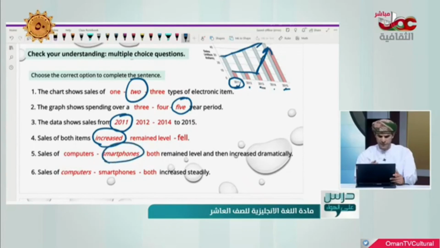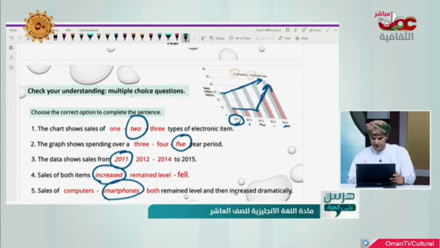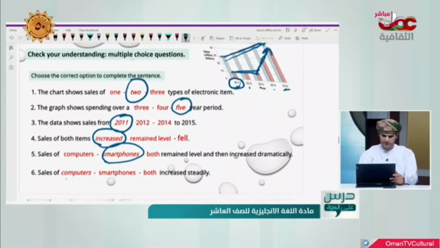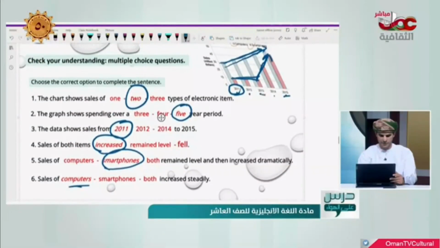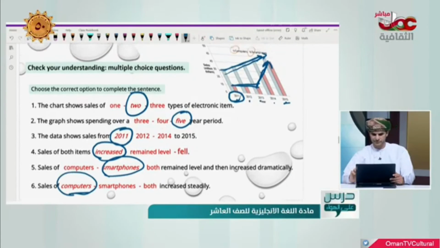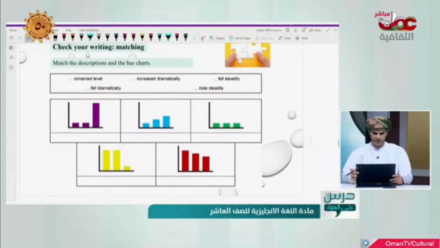Sales of computers or smartphones or both of them increased steadily. As you can see here, computers increased steadily while smartphones remained level, then increased. So the answer is what? Computers, as it's shown here. Okay, take a screenshot. Then we're good to go.